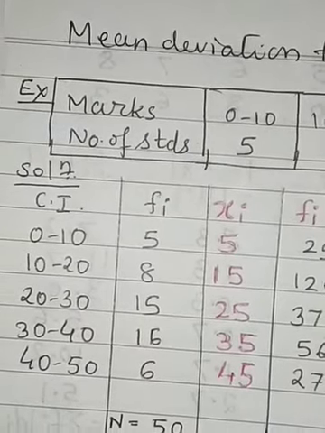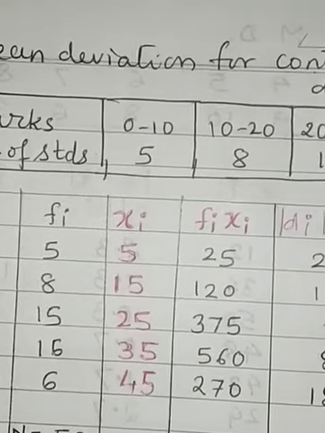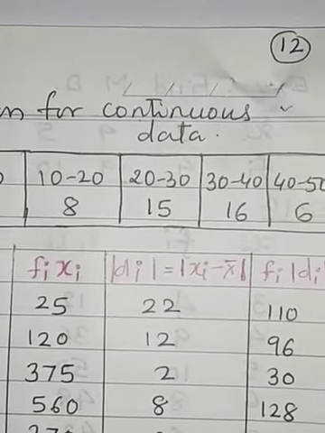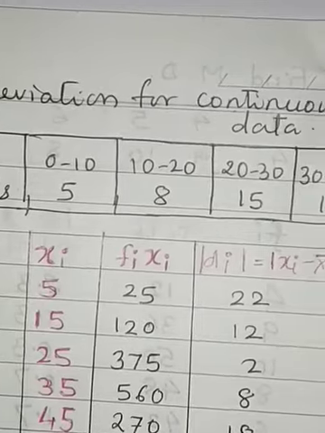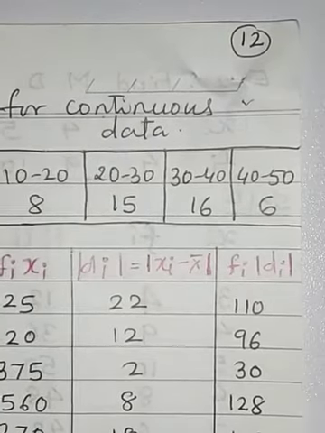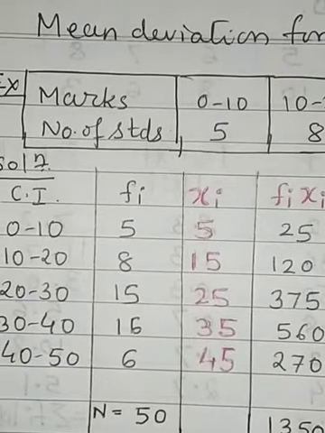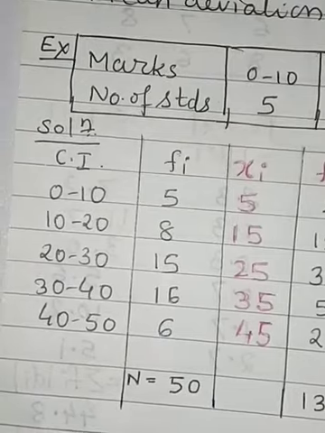So I have an example here, marks and number of students. The class intervals are given: 0-10, 10-20, 20-30, 30-40 and 40-50. And the number of students given are 5, 8, 15, 16 and 6. First of all, we are going to write down the given data in vertical columns.